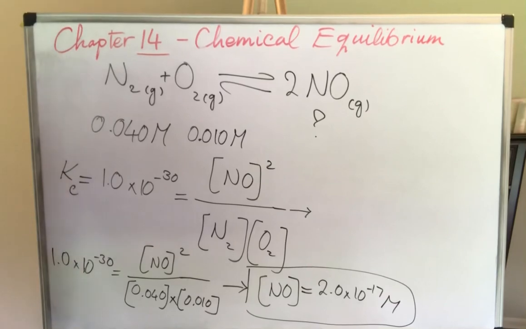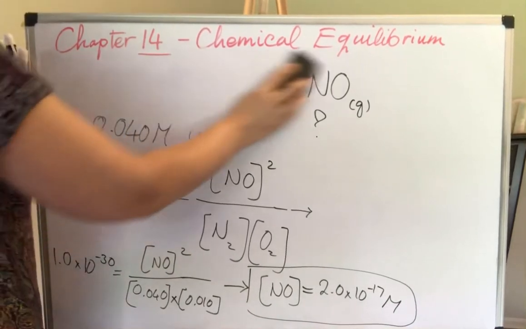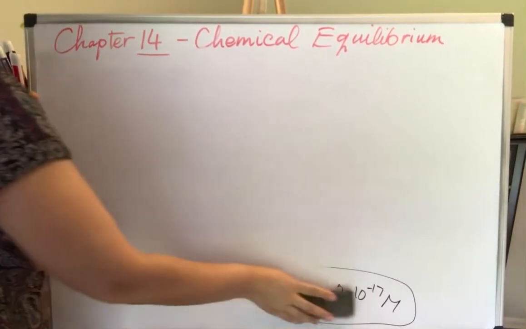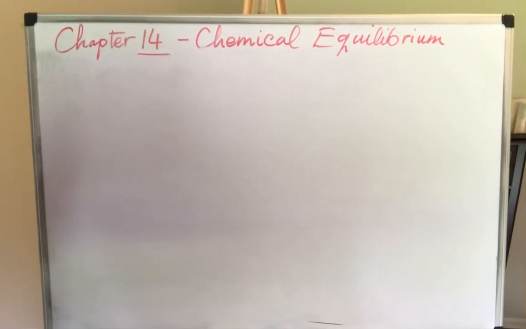So that's one of the examples of how to work with Kc and find the concentrations. Also, if you have the initial concentration and the value of Kc, then we can build the ICE chart: initial, change, and equilibrium. And we will find the equilibrium concentrations.